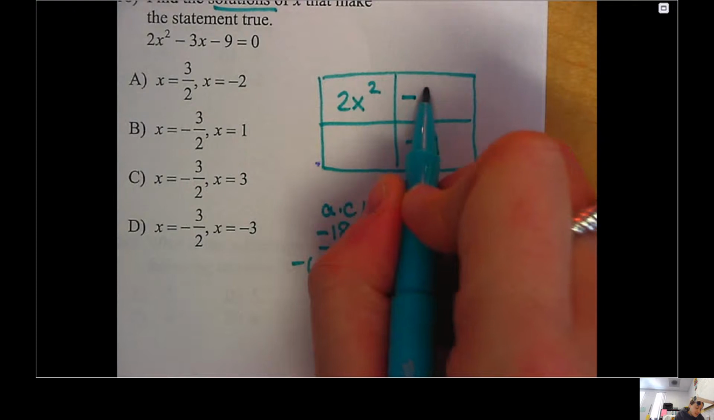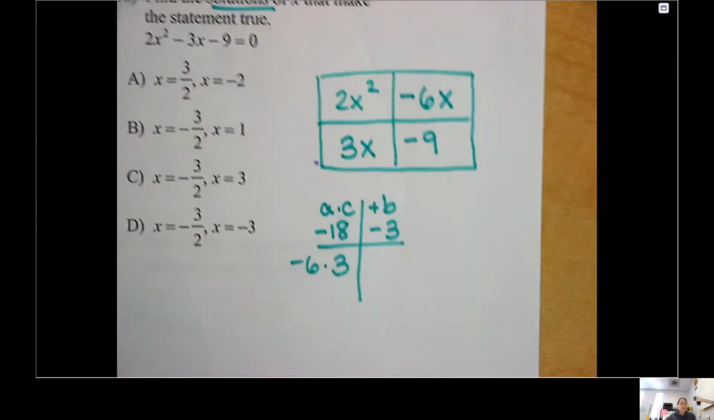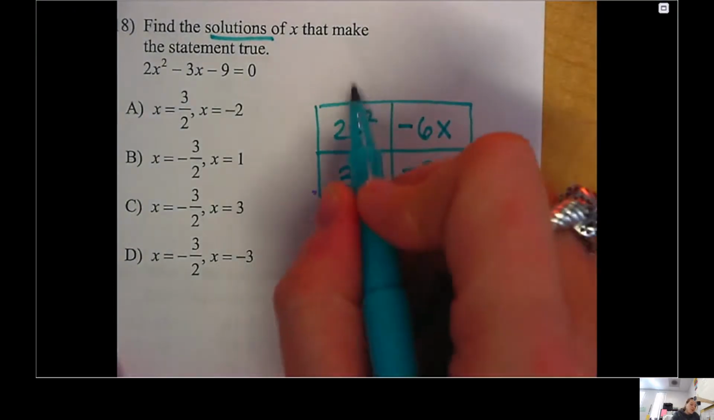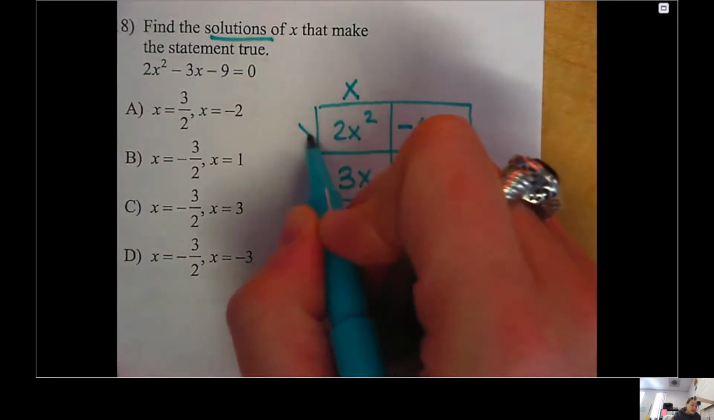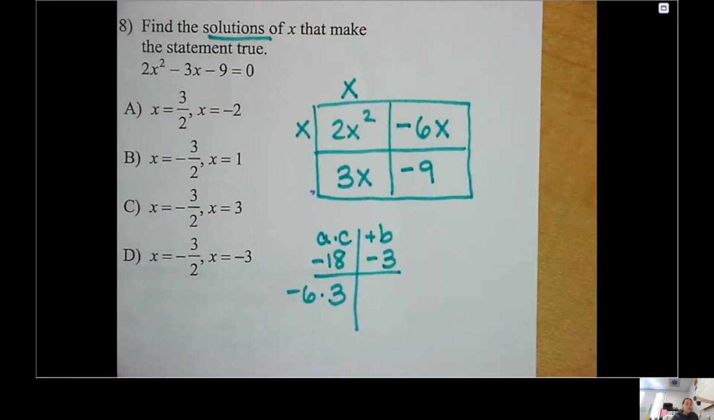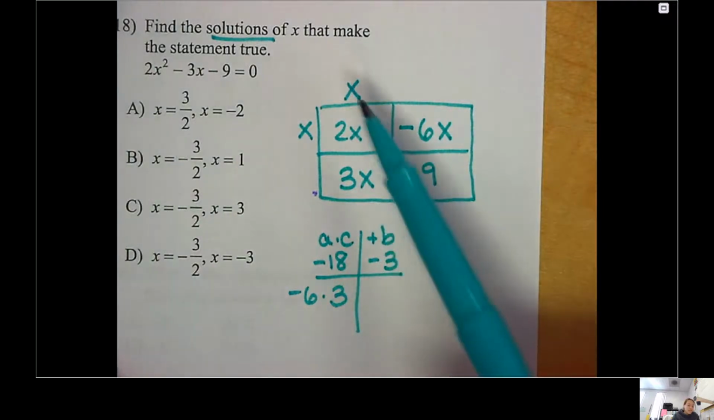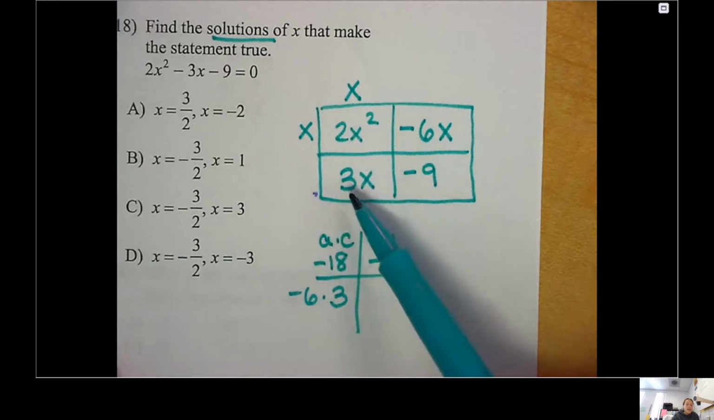So -6x, +3x. Okay, now this time it's a little different because you ask, what times what gives you 2x squared? I know it's definitely an x and an x. One of these has to be a 2, but I'm not sure which one. If I put, let's say, the 2 here, 2x times something would not get me to 3x.